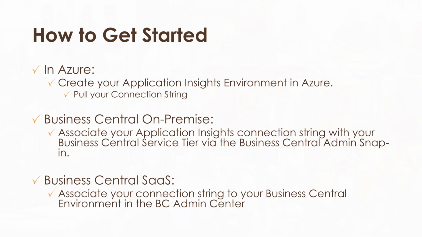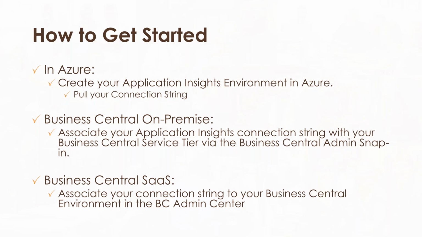To start off in Azure, what you need to do is create an Application Insights environment. You'll pull your connection string, which is given to you when you create the environment. Then in Business Central on-premises, you can associate your Application Insights connection with your Business Central service tier via the Business Central admin snap-in that's on your Business Central server. In Business Central SaaS, you would simply associate your connection string to your Business Central environment in the BC Admin Center, which I'll demo in just a second.